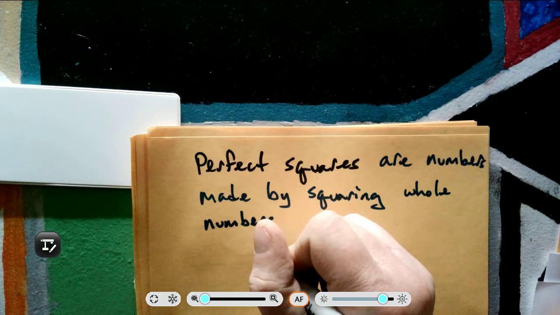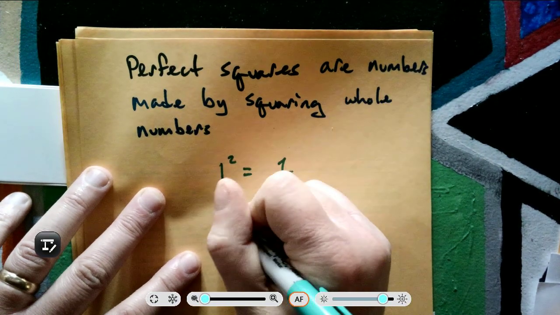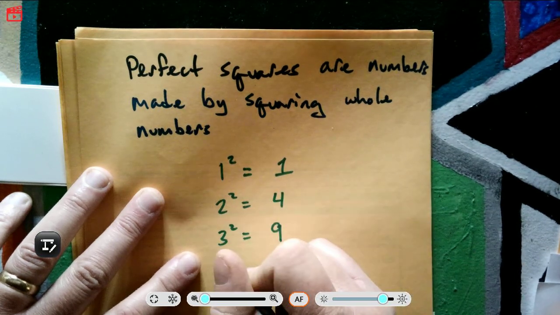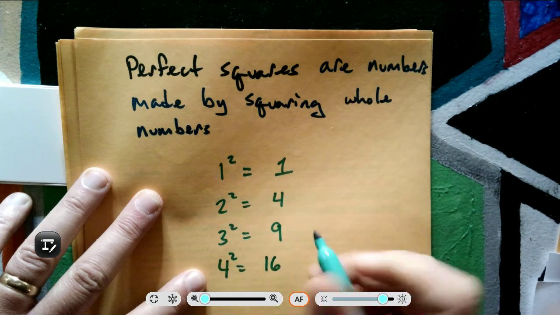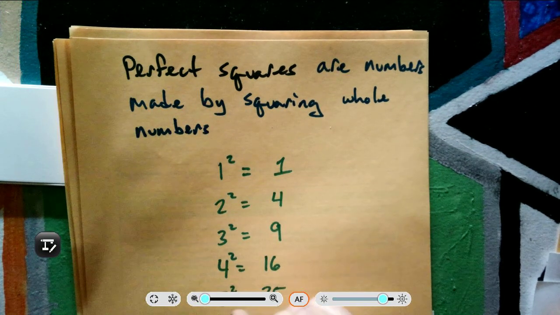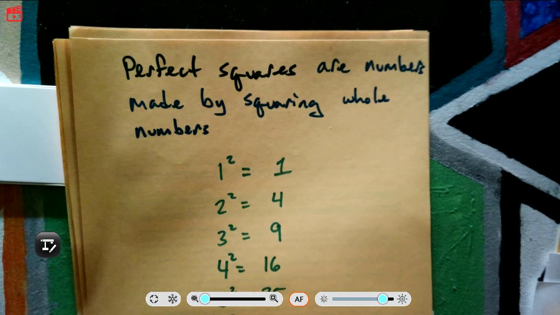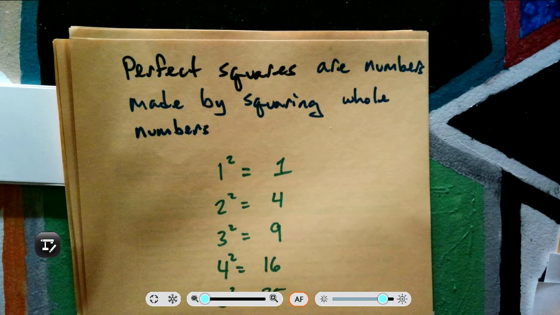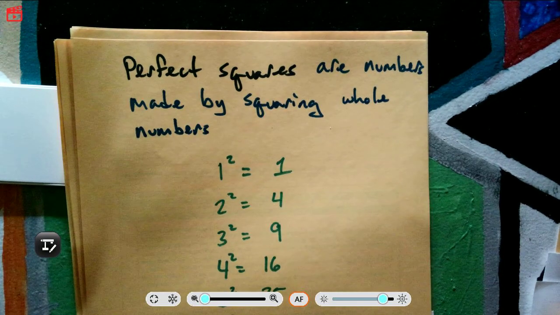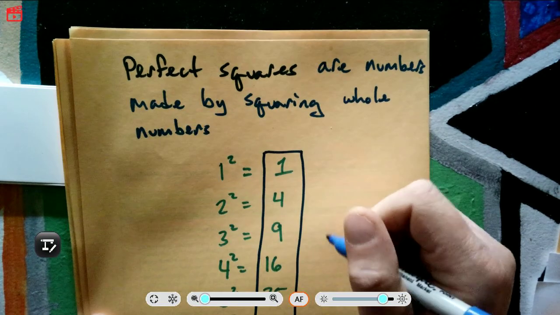All right. So I'm going to make a list. Let's say I have 1 squared. 1 times 1 is 1. 2 squared, 2 times 2 is 4. 3 squared would be 3 times 3, or 9. 4 squared would be 4 times 4, or 16. 5 squared is 5 times 5, or 25. 6 squared would be 36. 7 times 7 is 49. 8 times 8 is 64. 9 times 9 is 81. 10 squared is 100, and then it goes on forever. These numbers right here are the first 10 perfect squares.